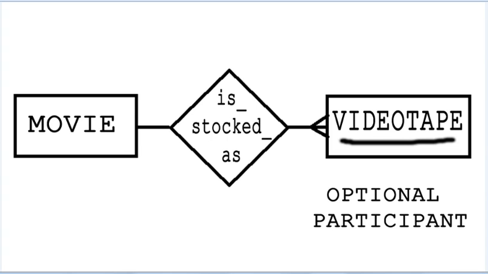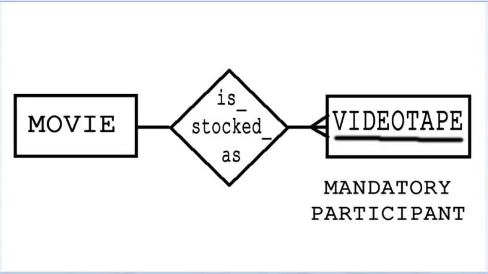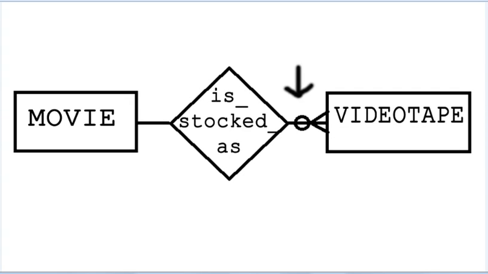In this example, the minimum number of videotapes available for a movie is 0, in which case we say that videotape is an optional participant in the is-stocked-as relationship. When the minimum cardinality of a relationship is 1, then we say that entity B is a mandatory participant in the relationship. In this example, the maximum cardinality is many, or an unspecified number greater than 1.